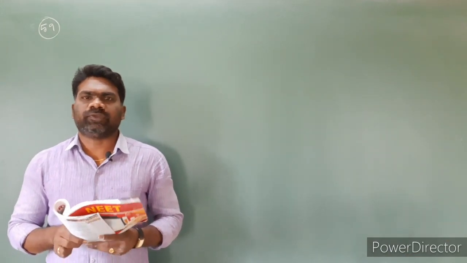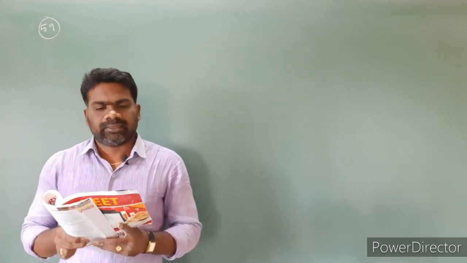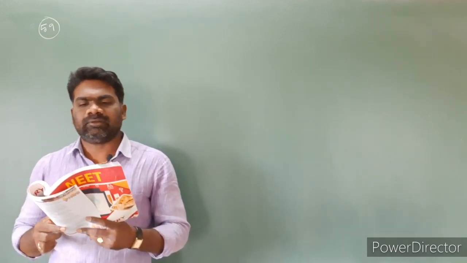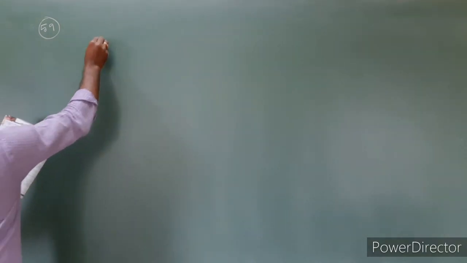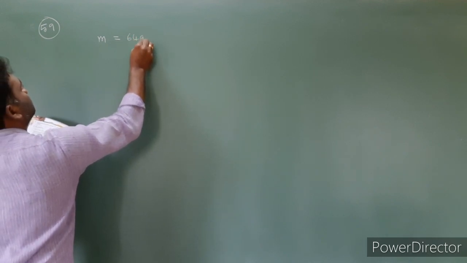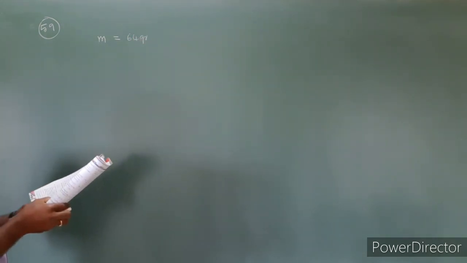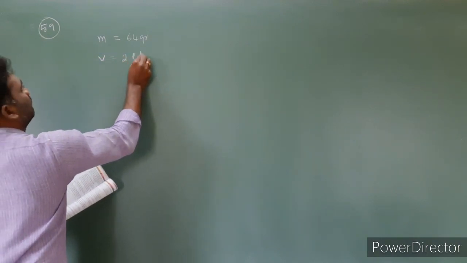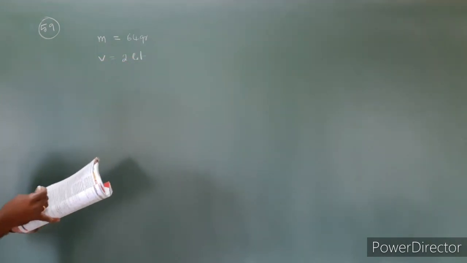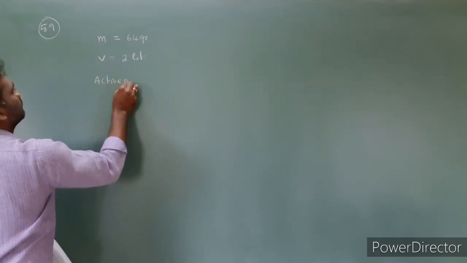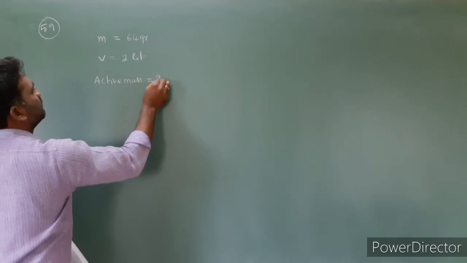Next, question number 59. Look at question number 59. The active mass of 64 grams of HI in a 2 liter flask would be. So the data given: mass of HI is given, M is equal to 64 grams. Volume is equal to 2 liters. So what we have to calculate is active mass. Active mass is equal to question mark.